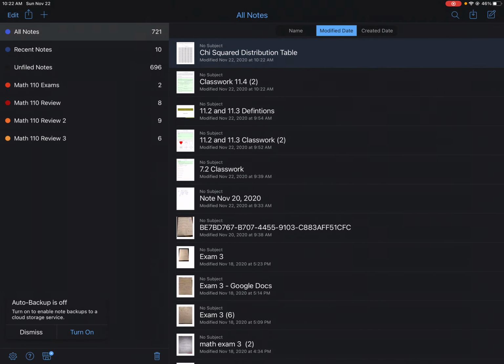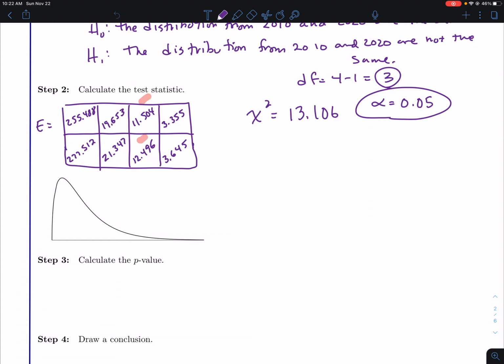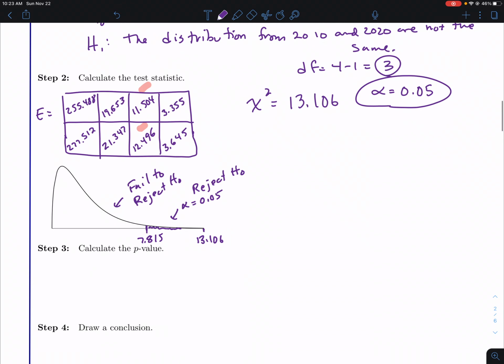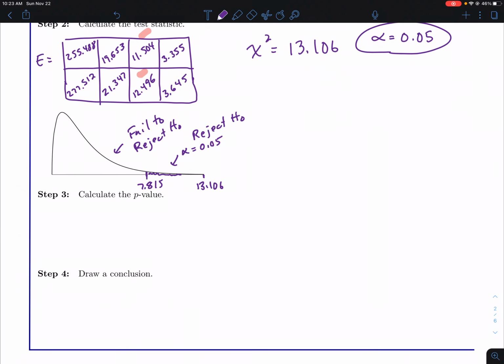So let me go back to the graph. This little shaded part here is going to be our alpha equals 0.05. This is 7.815. So if we're in this section, we're going to reject H naught. If we're over here, we're going to fail to reject H naught. And so where does our chi-squared statistic live? Well, it's going to be way over here somewhere, 13.106. So it looks pretty safe to say that this is going to be a reject H naught. But again, we should do the p-value just to make sure.